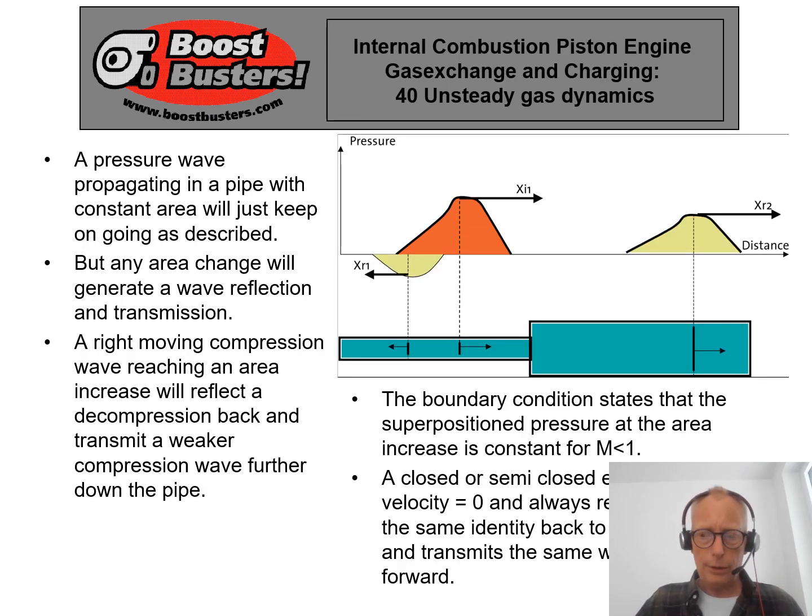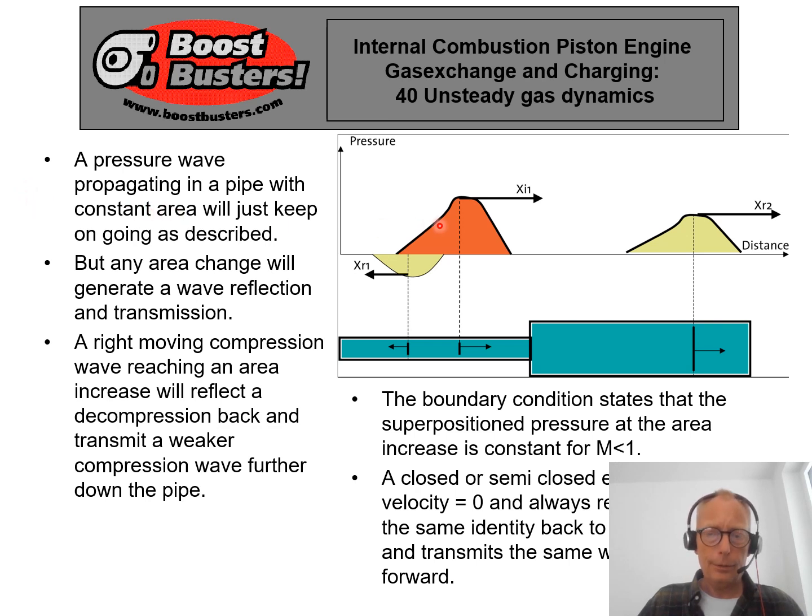A pressure wave which is propagating in a pipe with constant area will not change so much. So once it's formed as a compression wave, it might be a little bit distorted, as explained before, but generally no reflection or transmission will happen. But immediately when we have an area change, like in the picture here, where we have an area increase, there will be a pressure wave reflection.